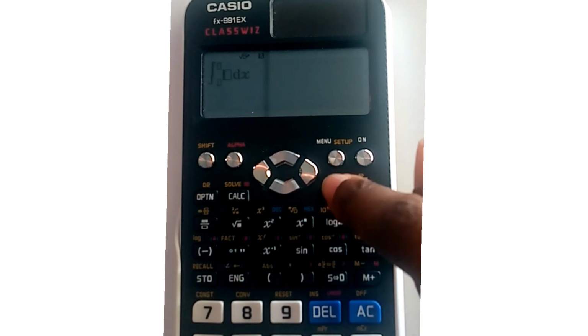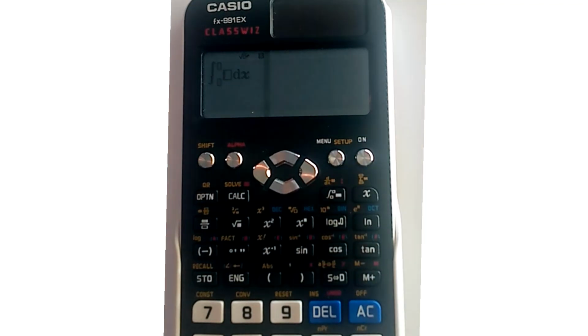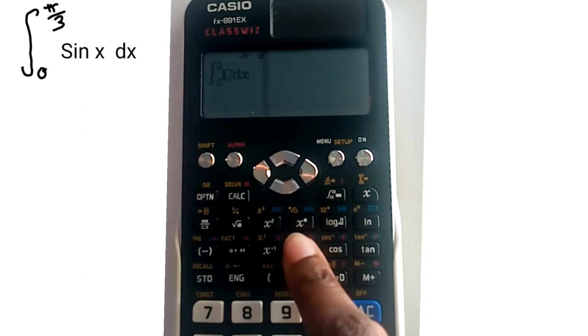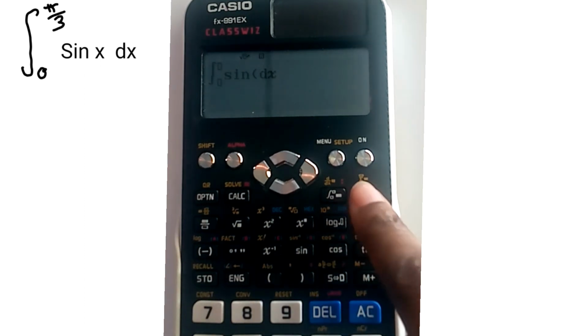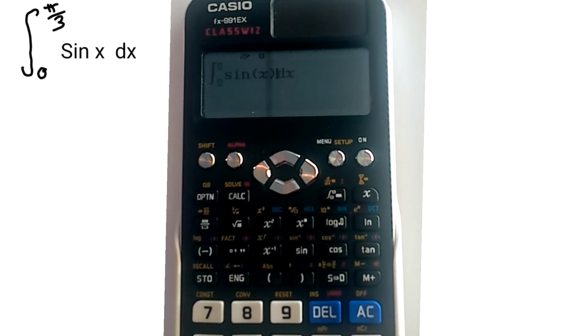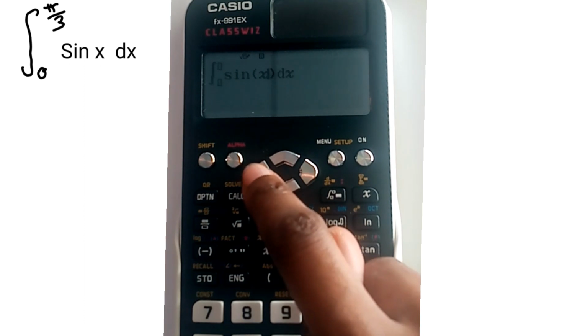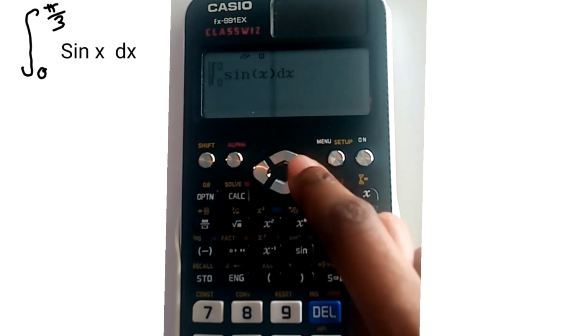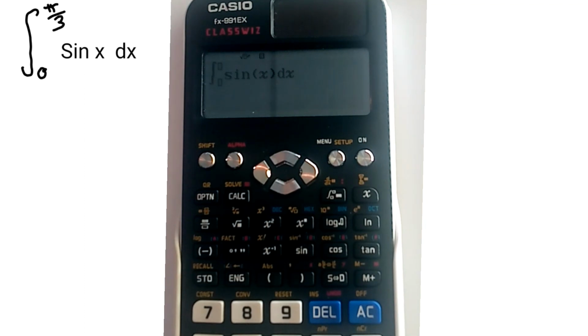For the third example, we press the integral key. It's a trig, so we press sine of x, close brackets. Now let's input the upper limit, which is a fraction. So you press the fraction key. It's pi on 3.